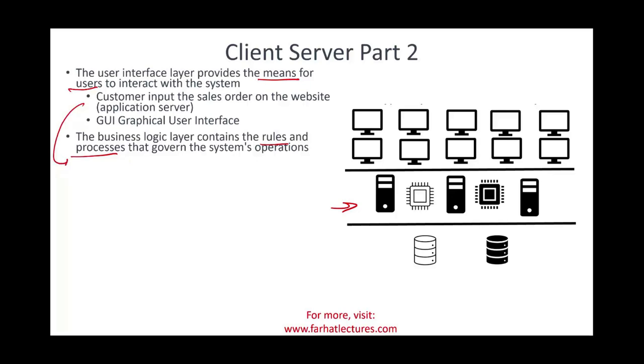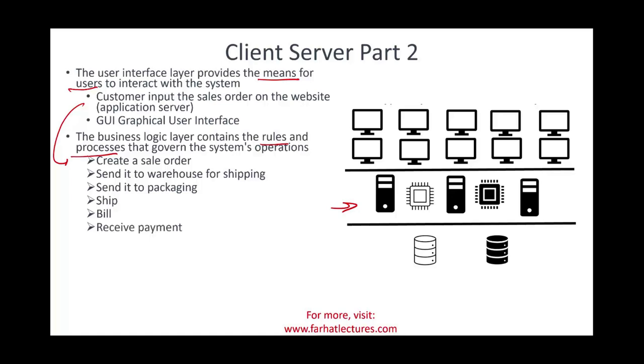The customer inputs the sales order. Now the system creates a sales order, sends it to the warehouse for shipping. The shipping will send it to packaging. They will ship it, they will bill the customer, and they would receive the payment. So all of these steps are happening here. The system is processing. Now they're not taking place all at the same time, but the point is once you input the data, then it gets processed at this level.